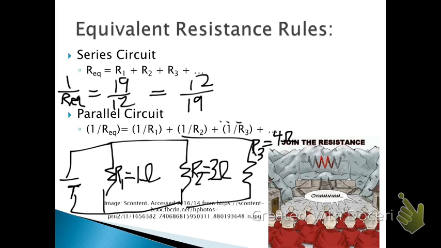And that actually simplifies down to, let's see, about 0.63 ohms. So a parallel circuit is actually a really good way to put together a bunch of resistors and get an overall resistance that's less, which is kind of weird to think about.